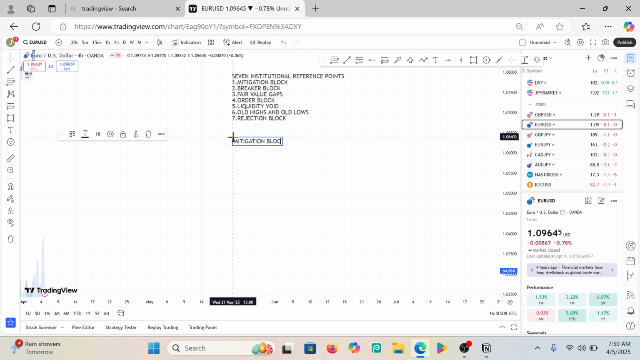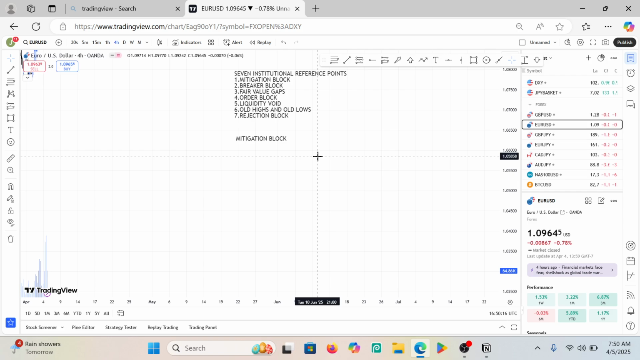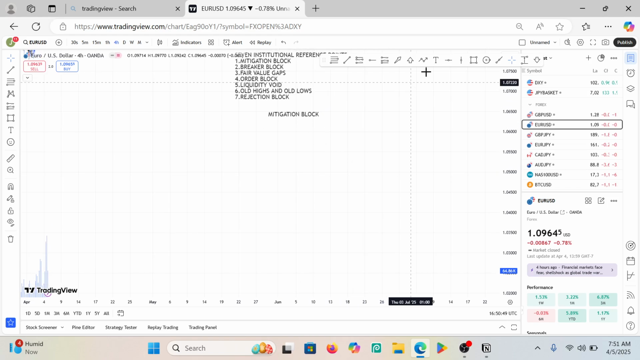As you know, we have a bullish mitigation block and a bearish mitigation block. A bullish mitigation block is a footprint where they are taking buying orders, while with the bearish one, the institutions take their selling orders in the market. So let's start with the bullish or bearish mitigation block.